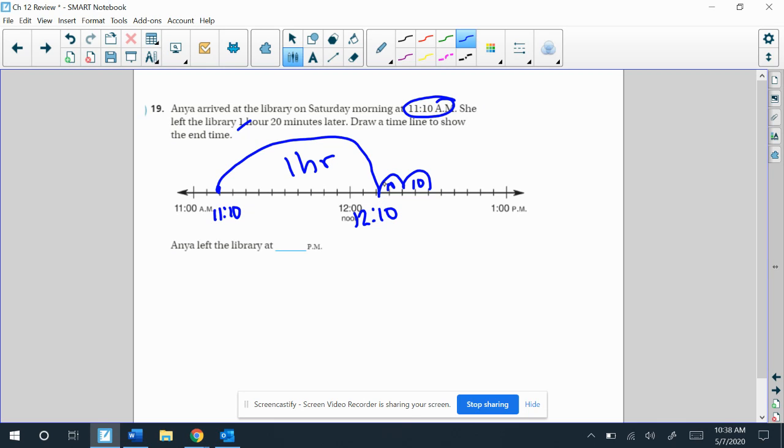Well, 10 minutes, not going to touch that hour. I'm going to add it to the minute, gives me 12:20. Then I'm going to add 10 more minutes. Once again, don't touch that hour, just the minutes. That gives me 12:30. She left the library at 12:30. All right. Sometimes it's easier to make your own timeline. That way you don't have extra numbers. Do whatever is easier for you to make sure that you're getting the correct answer.